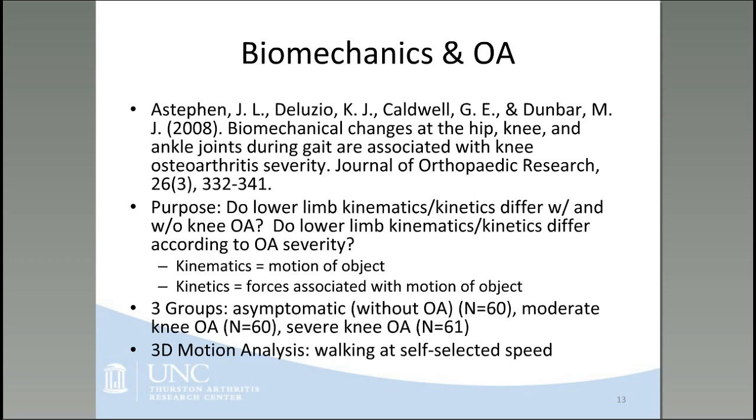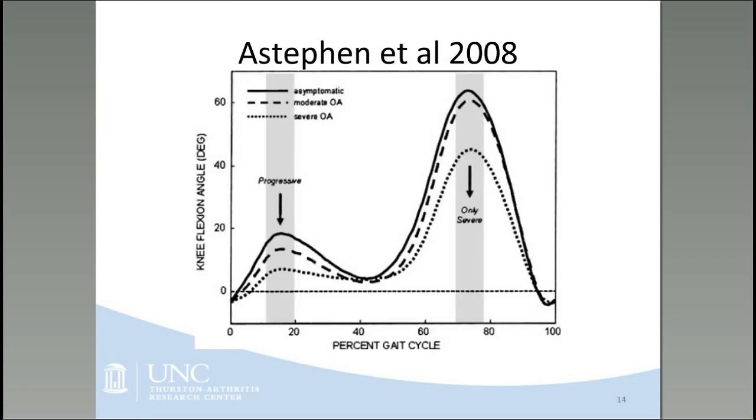So here they measured 3 groups. Asymptomatic, which is described as individuals with no history of knee pain or surgical intervention in their lower limbs. Moderate knee OA, and these are people who are not yet eligible for total joint replacement surgery, but may have received exploratory arthroscopic surgery. And severe knee OA, and these are people who are recommended for total joint replacement surgery. All participants underwent 3-dimensional motion analysis testing, walking at a self-selected speed that was normal for the individual.